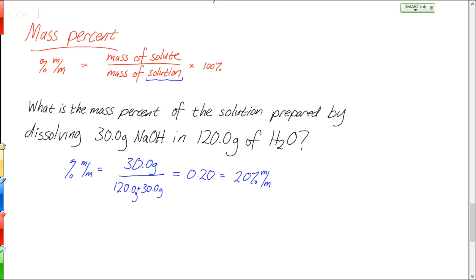That m/m is important because there are various ways of measuring concentration. Mass percent is one of them, but there are other ones too. So there's V over V and there's m over V also. So we have to specify which one we're talking about.